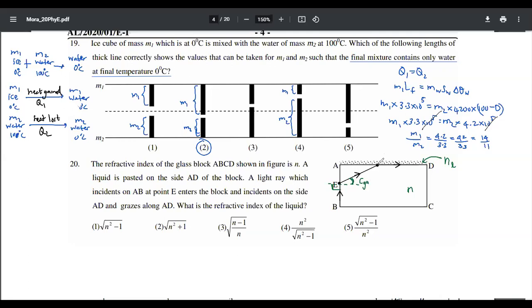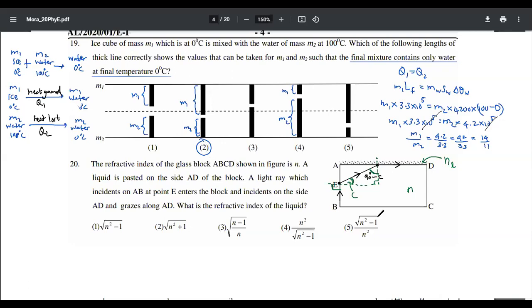We'll take it as C. And then again, the ray is incident here. What is this angle? Can someone tell me quickly? If this angle is C, people, this is C. What is that angle? It is going to be 90 minus C.